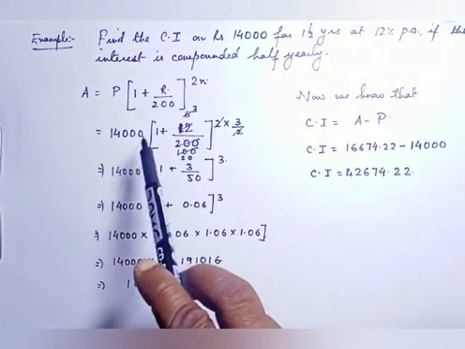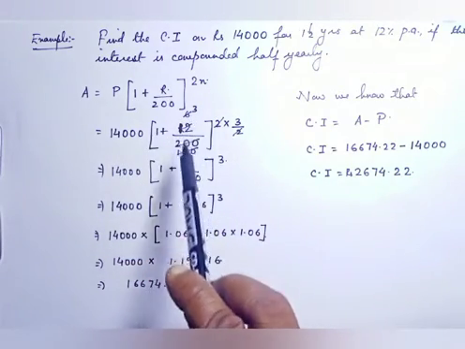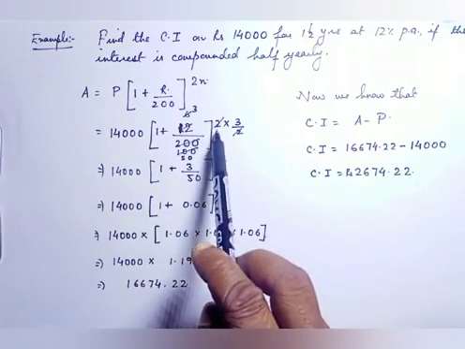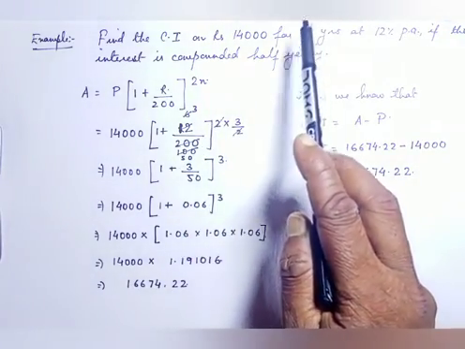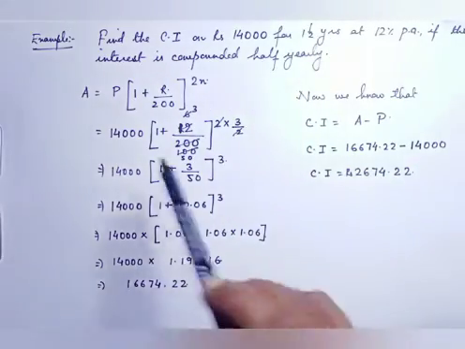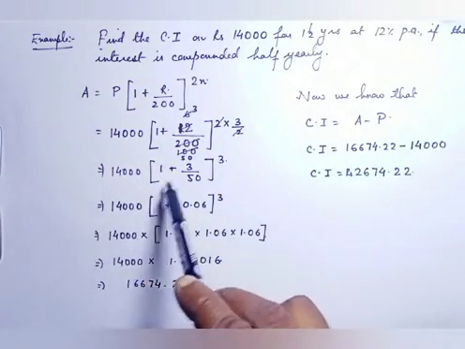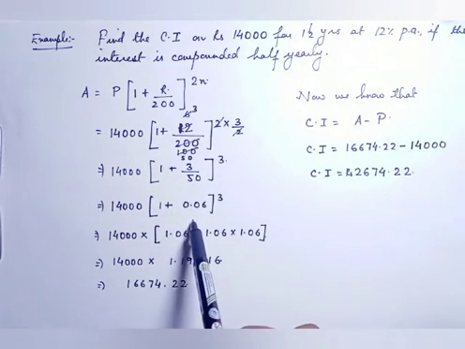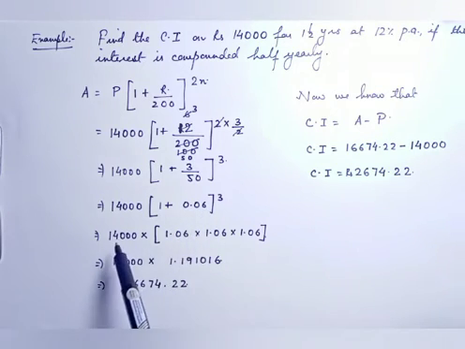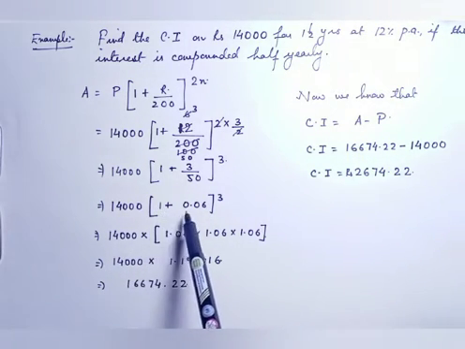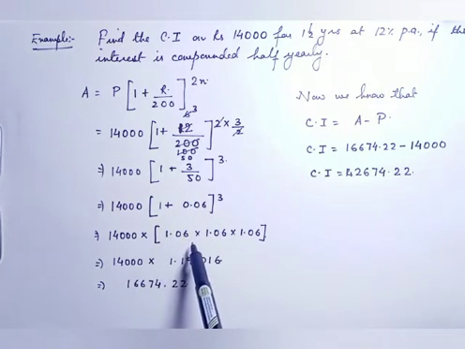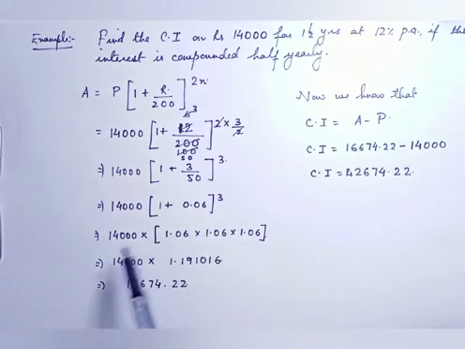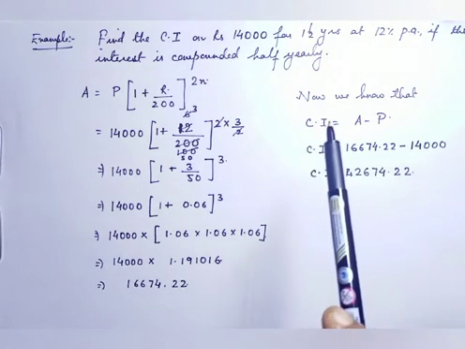So principal is 14,000 into 1 plus 12 upon 200 to the whole power 2 into number of years, which is 3 upon 2. 2 cancels. So it will be 14,000 multiplied by 1 plus 3 upon 50 to the whole power 3. 3 upon 50 can be written as 0.06. So 14,000 into 1 plus 0.06, which is 1.06, to the whole power 3. When we simplify, we get the amount as 16,674.22.